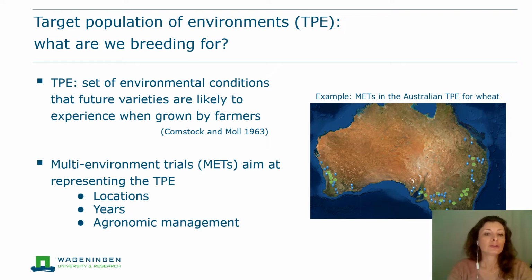The multi-environment trials that are usually performed by plant breeders aim at representing the TPE. They are a sample of these target growing conditions. And this sample is constructed from a number of locations, years, and levels of agronomic management.